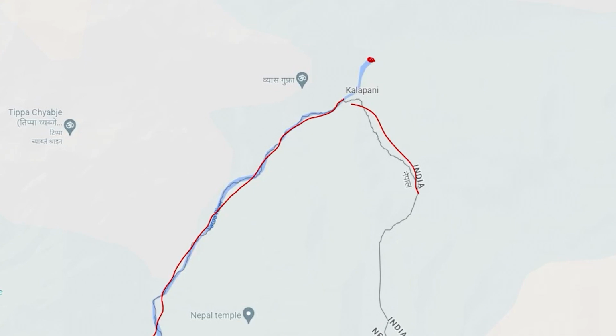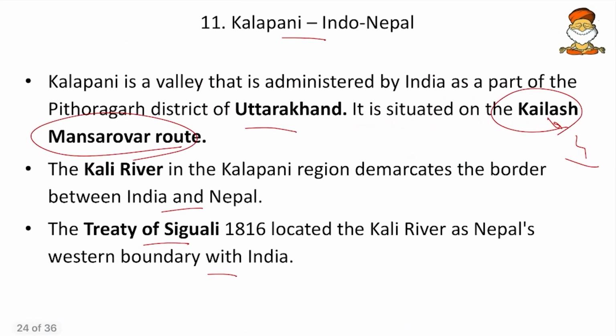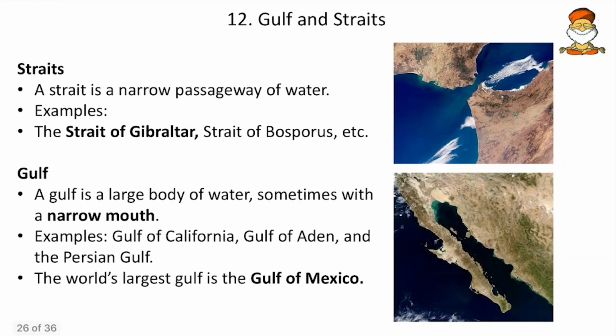So Kalapani flows from here. Now when we have the river, India says that the lake also belongs to us, but Nepal says that although the river is the border, this lake is well within Nepal's territory. So whatever the politics might be, here we have to remember the geographical map, that is the Kailash Manasarovar lake and the Kali river, and the Treaty of Sagoli for the historical perspective.